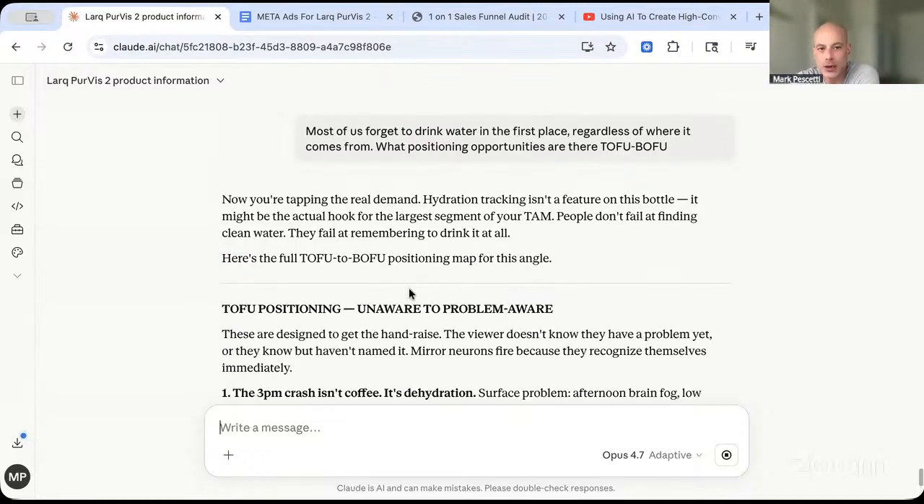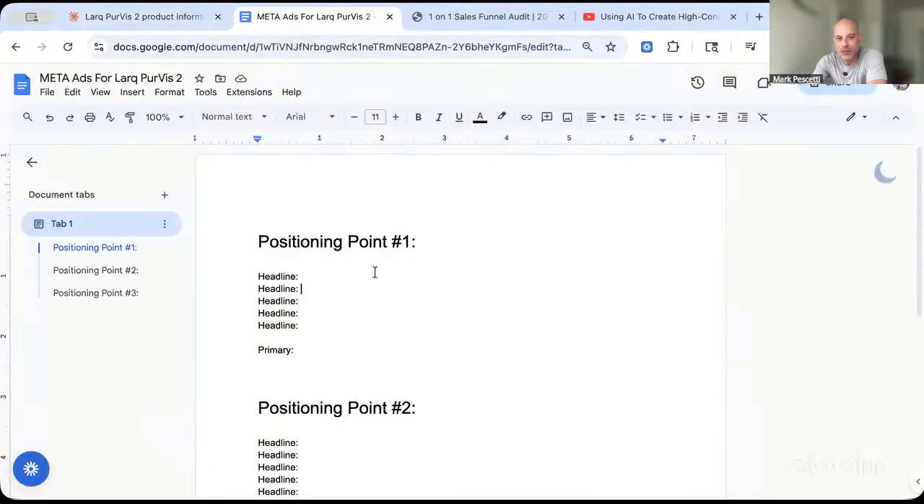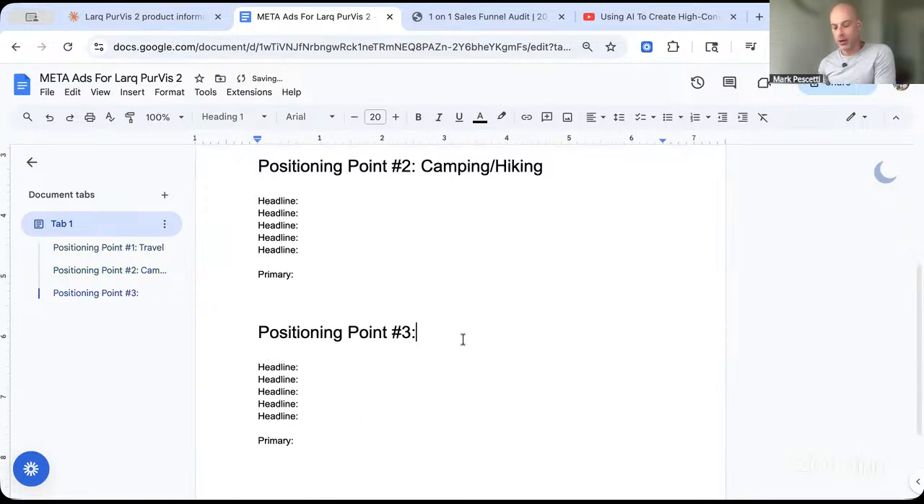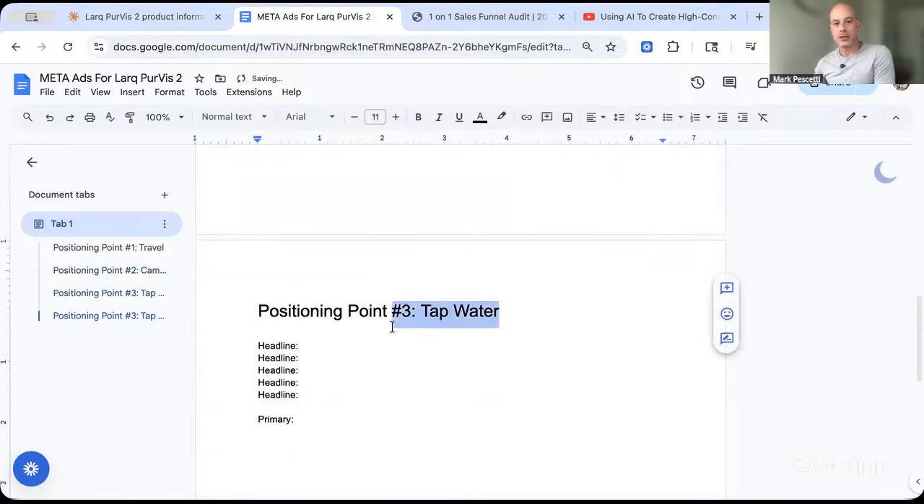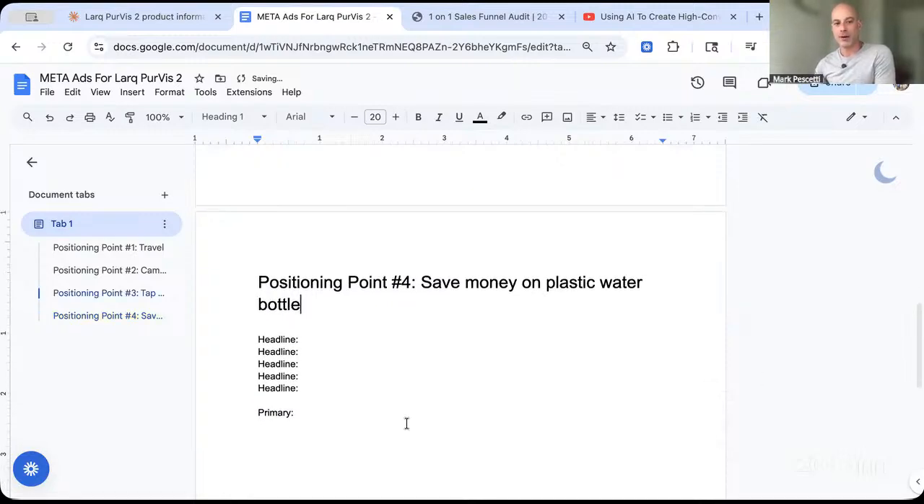Right? Because we want to have this over here. Positioning point number 1, let's say travel. Positioning point number 2, let's say camping, hiking. Positioning point number 3, let's just say tap water. Right? And positioning point, hold on, let me gather all this. Positioning point number 4, save money on plastic water bottles.